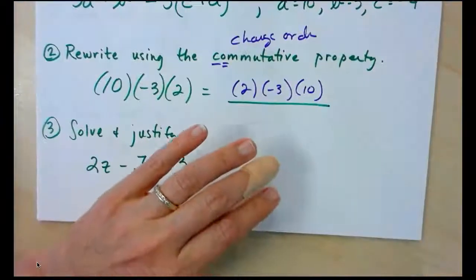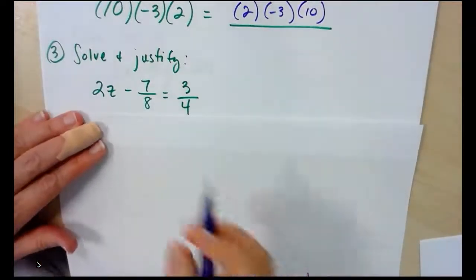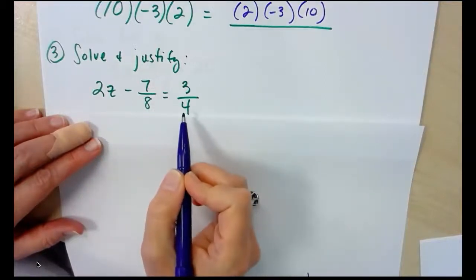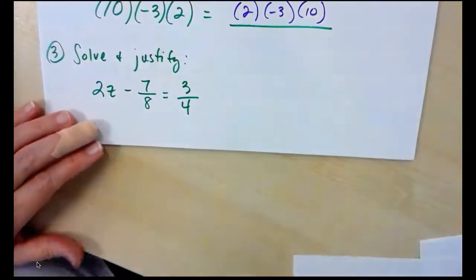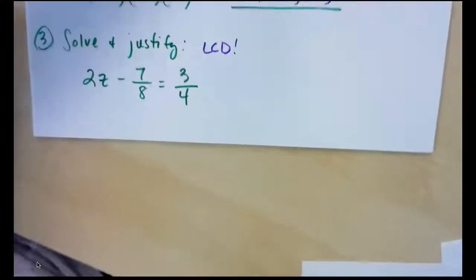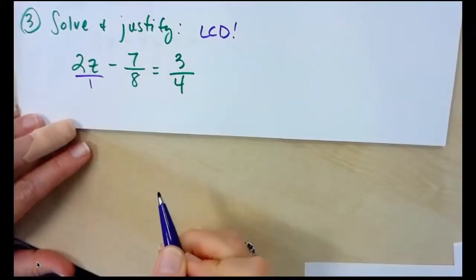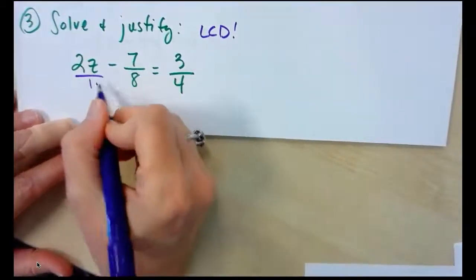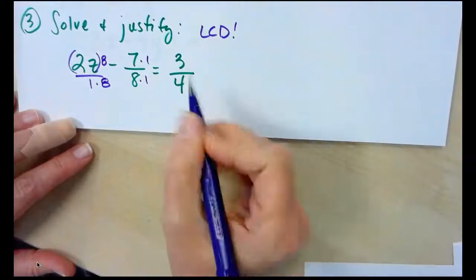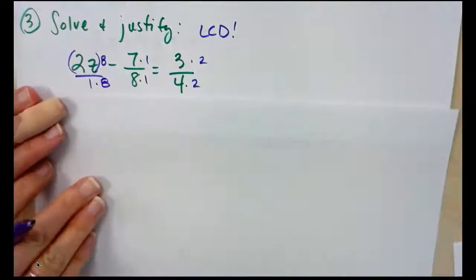That's one way to rewrite it using the commutative property. Next, number 3 says to solve and justify. So if we have 2z minus 7/8 equals 3/4, if we want to solve this, the first thing we need is a least common denominator. And that least common denominator is going to be 8 because we have 8 and 4 and of course 1. So what's missing? This one needs to be multiplied by 8. This one multiplied by 1, no change. This one multiplied by 2. That gives us a whole new equation.